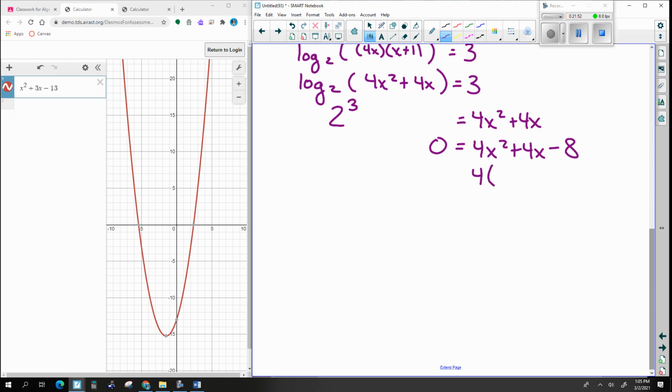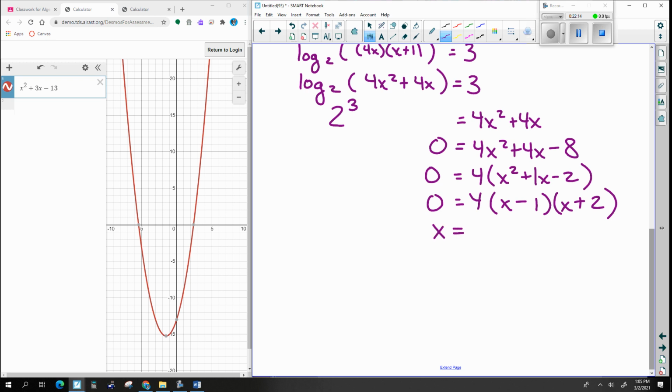Okay, I can factor out a 4. I need numbers that multiply to -2 and add to a positive 1, so it's a +2 and a -1. So that multiplies to -2, but adds to a +1. And that implies that my x is going to be equal to +1 and -2.